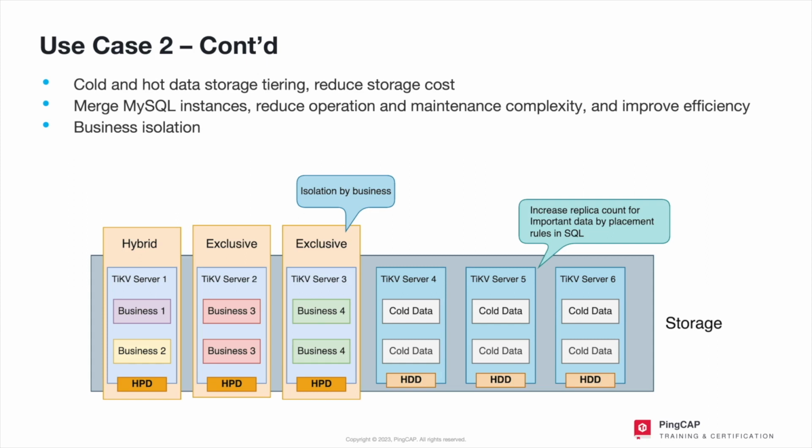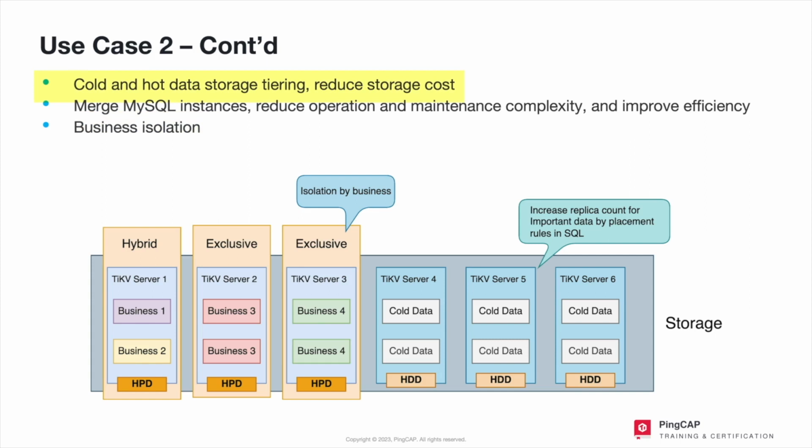So let's talk about these out of order. Consolidating their databases reduced operation and maintenance complexity, and it improved efficiency. These factors drive down costs too. Business isolation. They maintained their previous model of keeping their business data separated from other data. Let's return to the first bullet.